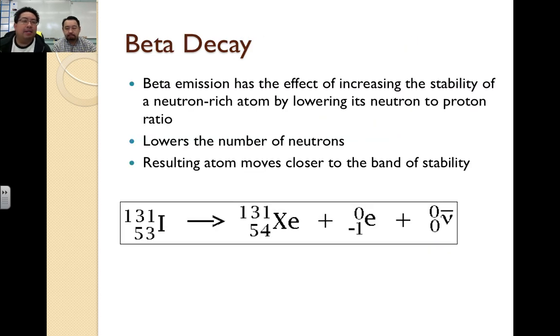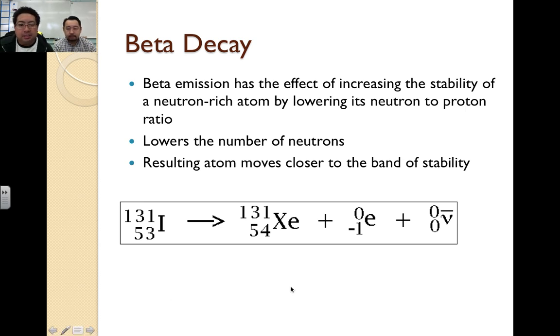Right. With respect to beta decay, beta emissions basically increase the stability in an unstable isotope by reducing the number of neutrons, and as a result of decay, it moves closer to the band of stability. So what happens here is a neutron turns into a proton to move it closer to that band of stability, and a side effect of that is an electron gets shot out.